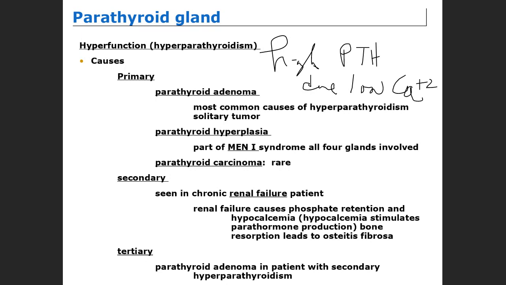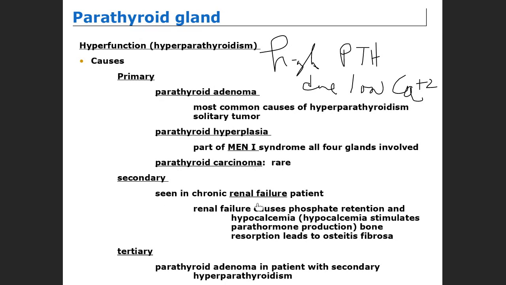All right, so the common causes would be parathyroid adenoma, parathyroid hyperplasia as a part of MEN1, and parathyroid carcinoma. But that's rare. So basically, it's a neoplastic lesion in the parathyroid gland. The difference between parathyroid adenoma versus parathyroid hyperplasia is that the adenoma may affect only one of the four, whereas here it's all four that might be affected.